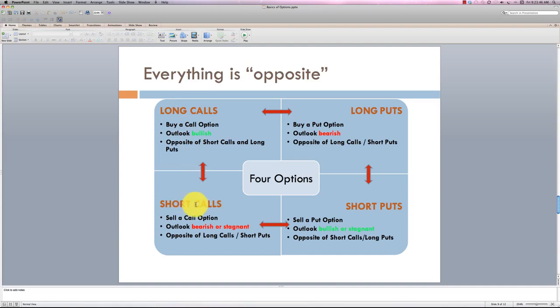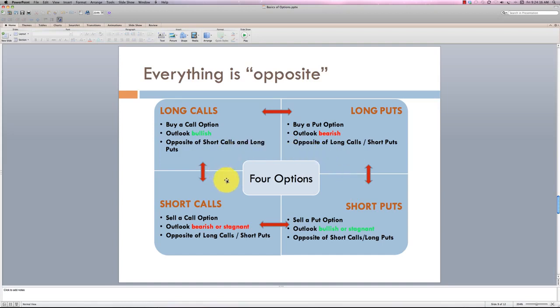So the short call will then be a bearish instrument because we've sold the call option, and it'll be the opposite of a long call. Similarly, if a long call is bullish, then a long put will be bearish. And that's exactly what it is, because when we buy a put option, we are bearish on the stock. And if long puts are bearish, then a short put must be bullish.